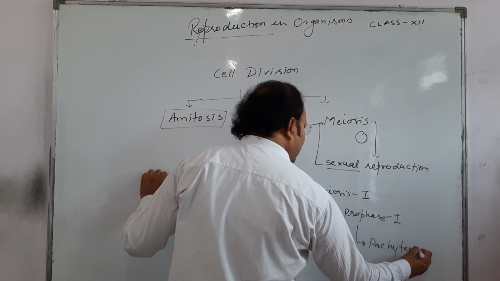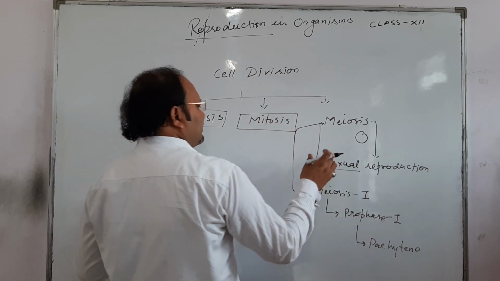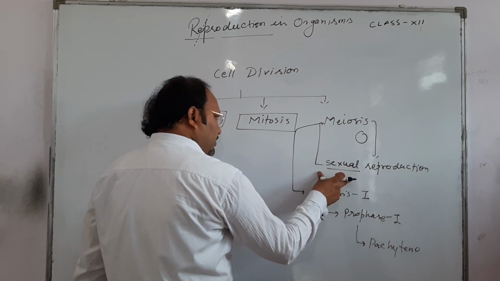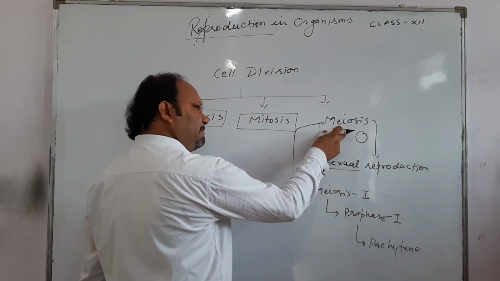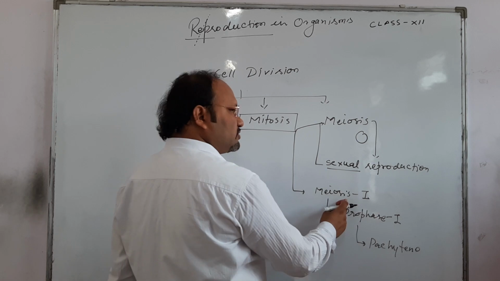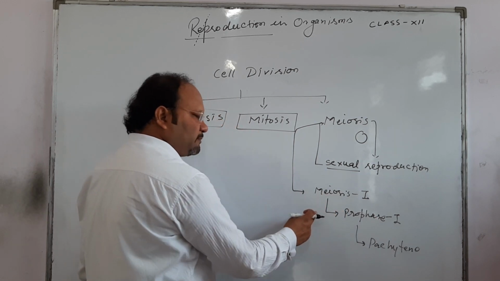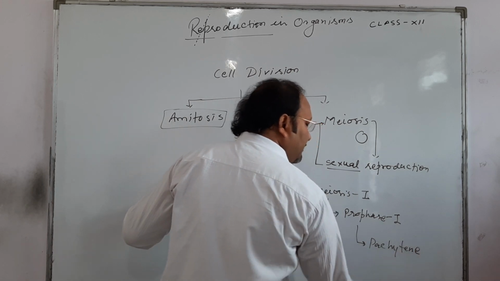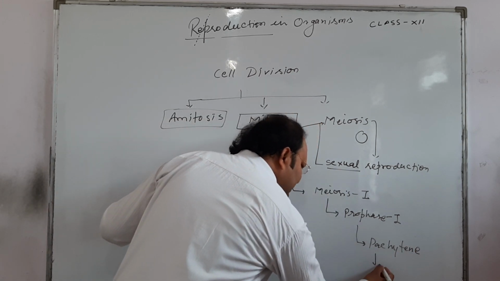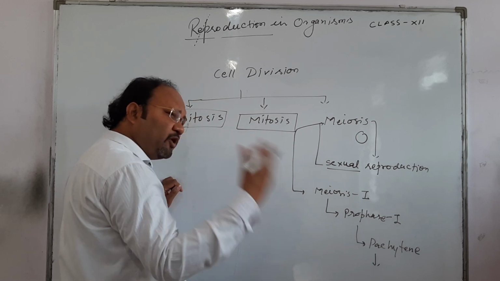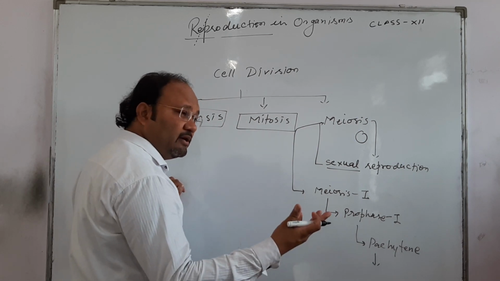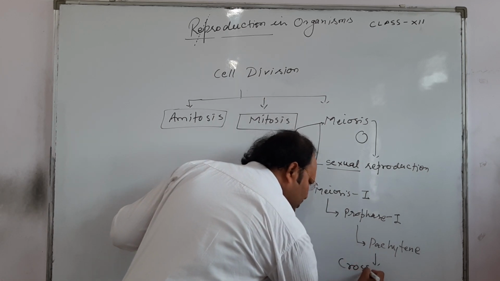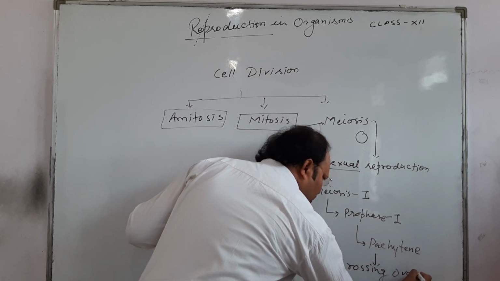Prophase I has the pachytene stage. Do you remember that? I come back again: meiosis is an essential part of sexual reproduction. In meiosis, there is meiosis I. In meiosis I, there is prophase I. In prophase I, there is pachytene. And this pachytene has a very, very important event within it, that is called crossing over.